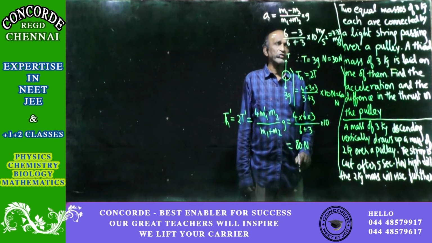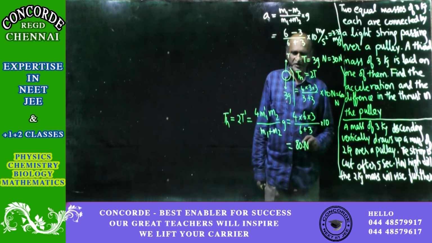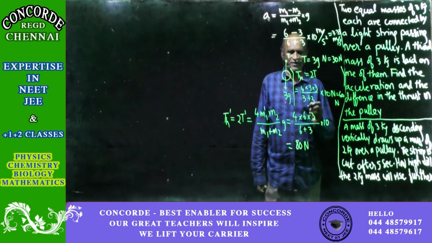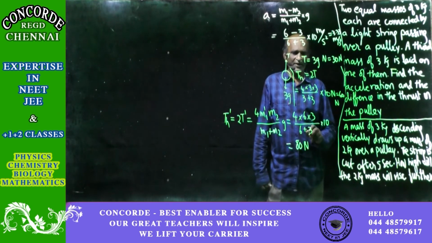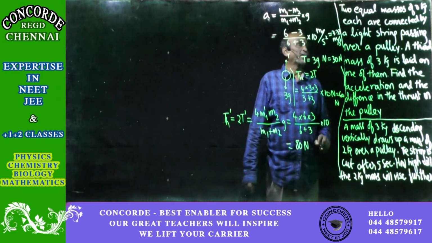Try one more time if you want. 6 into 3 is 18. 18 into 4 is 72. And 6 plus 3 is 9. 72 by 9 is 8. 8 into 10 is 80. So the new thrust is 80 newtons.